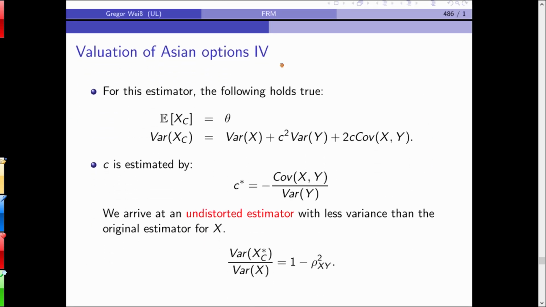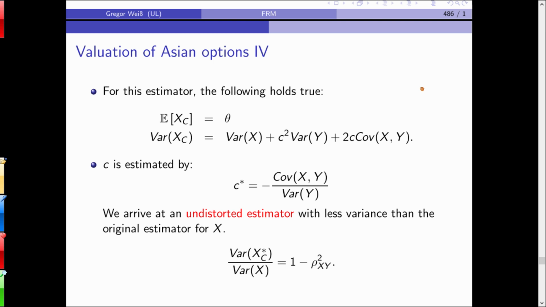Why is this a control estimator? Quite simply, look at this. What is the expected value of Xc? It's theta, the parameter we want to estimate. What does this mean? Xc, any estimator for Xc is, how is it called in statistics? Someone who's studying mathematics or financial mathematics?